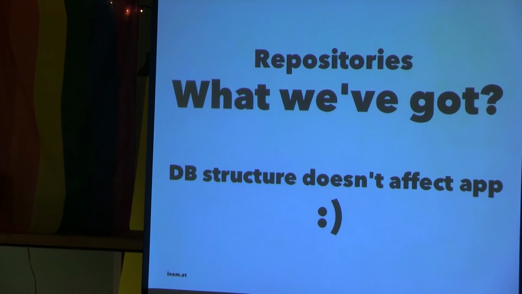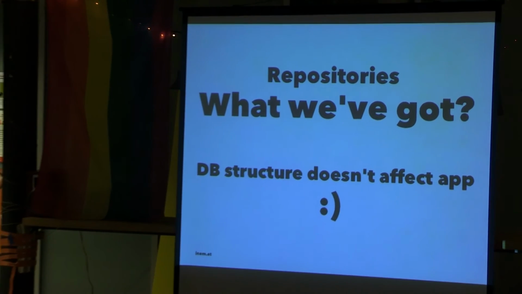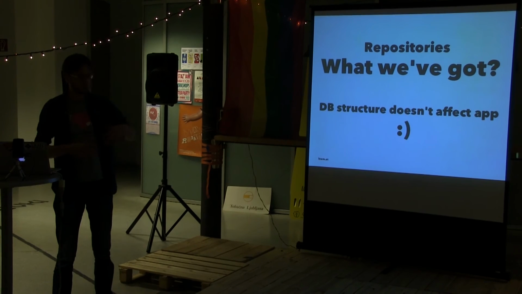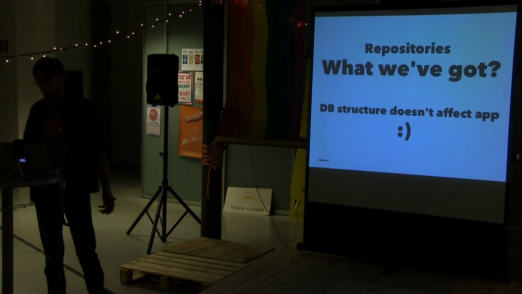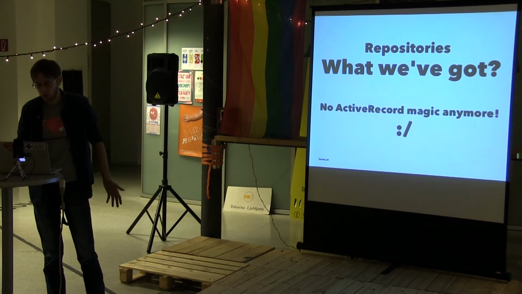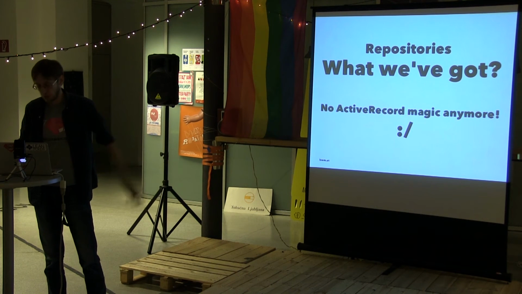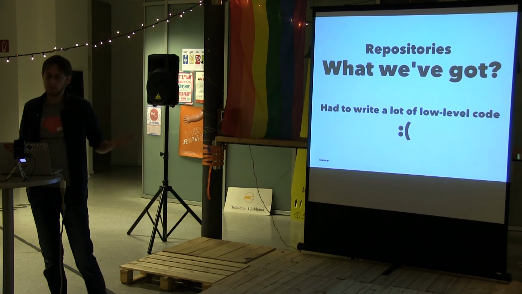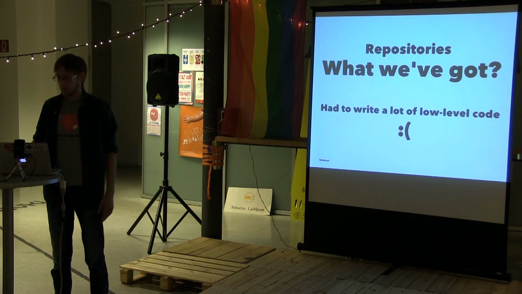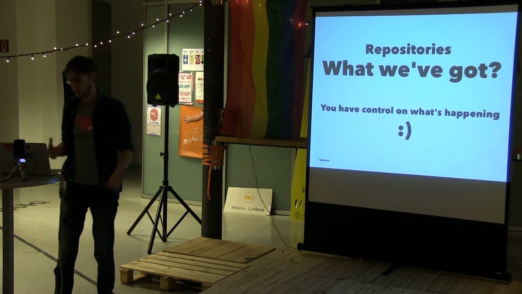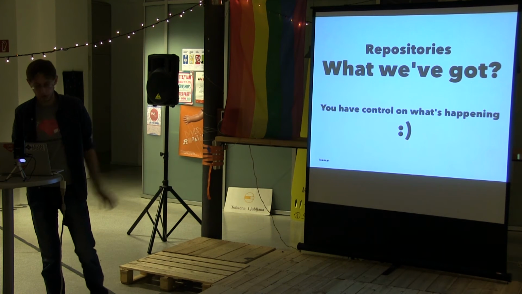So what does this approach give us? It gave us the very important thing, that the database structure was not controlling the way we write business logic code. And the sad thing is that there is no active record magic anymore, or somebody can say that it is a good thing, but since there is no active record magic, we had to write lots of low-level code, but it's kind of obvious code. And since you wrote it, you have control over it, not Rails framework developers.